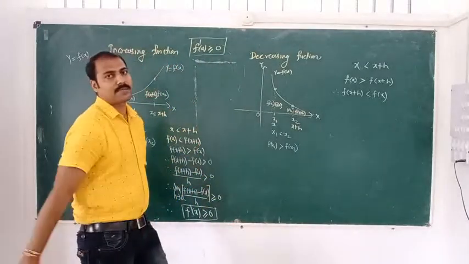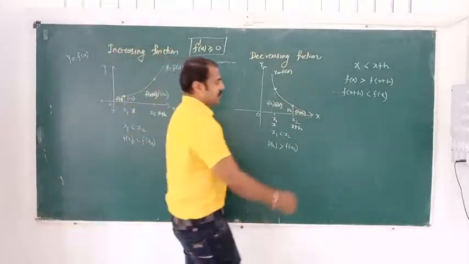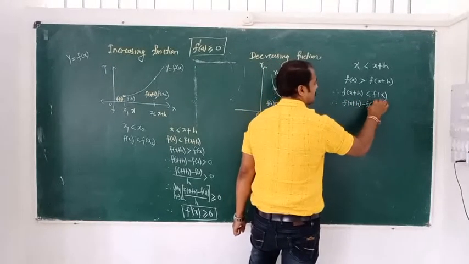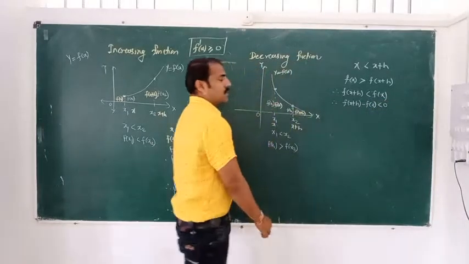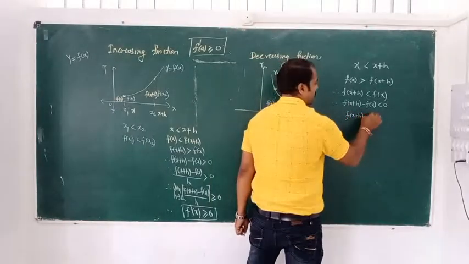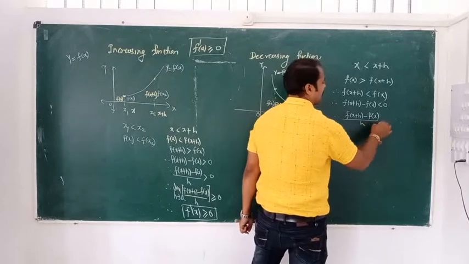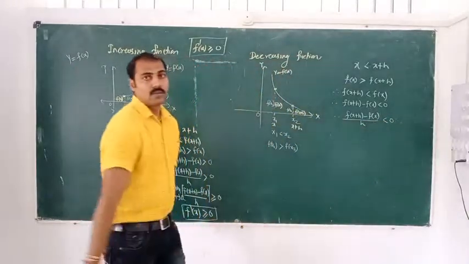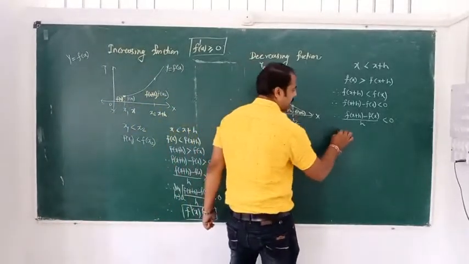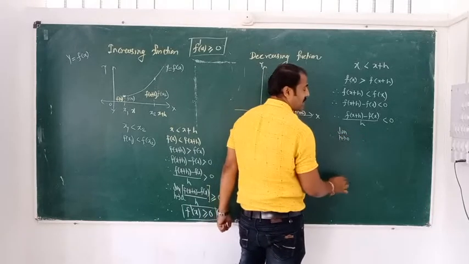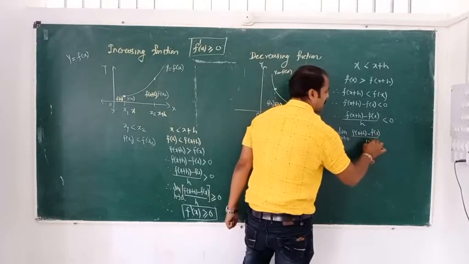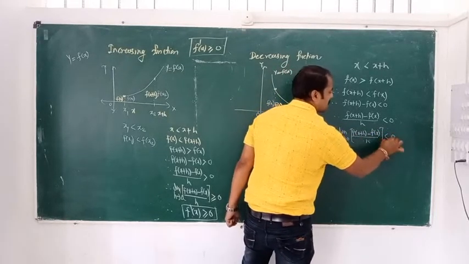If a is greater than b, it means that b is less than a. Therefore, taking f of x on the left hand side, f of x plus h minus f of x is less than 0. Dividing both sides by h, f of x plus h minus f of x divided by h is less than 0. Taking limits on both sides as h tends to 0, the limit as h tends to 0 of f of x plus h minus f of x divided by h is less than 0.